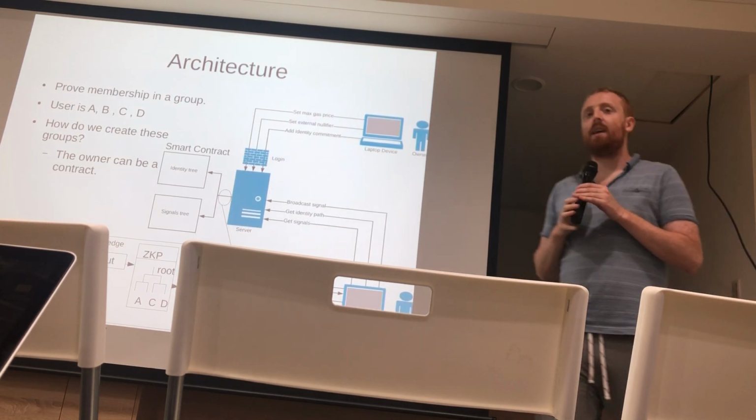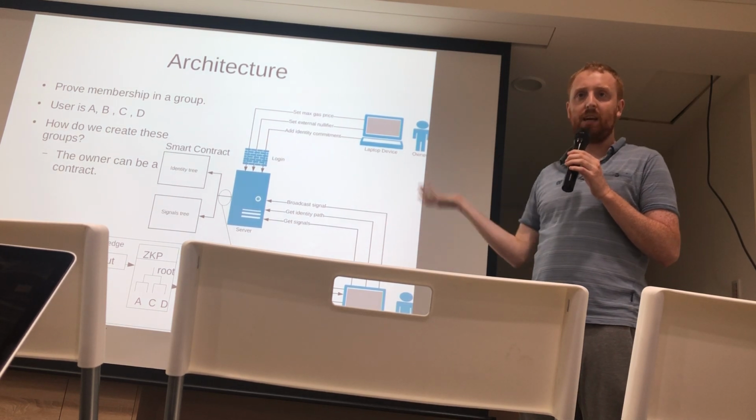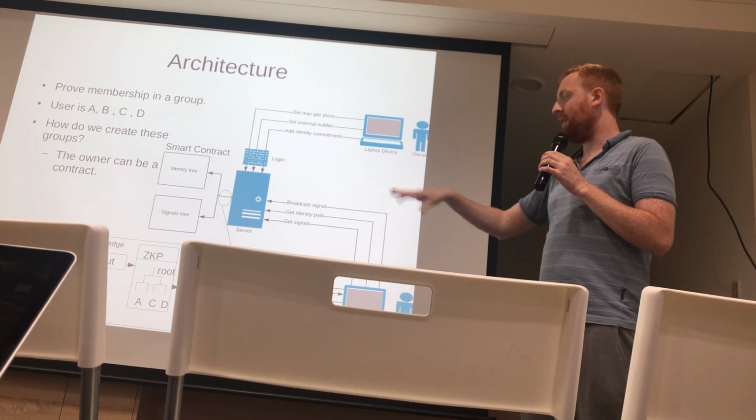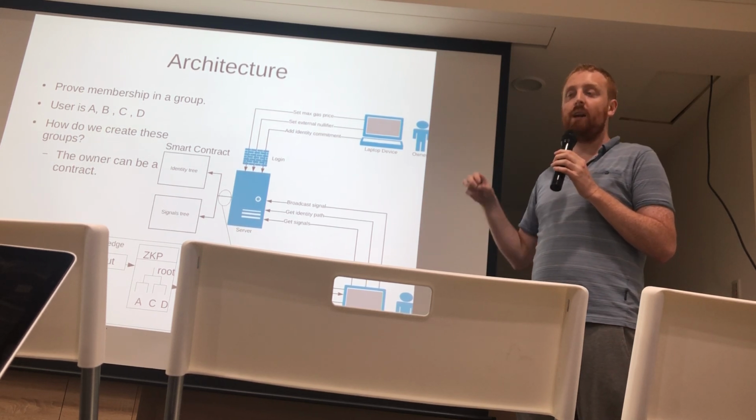So the idea here is that we would make this group with A, B, C, and D public keys, and then anyone in the group is able to make a proof that they are a member of the group without revealing which member they are.